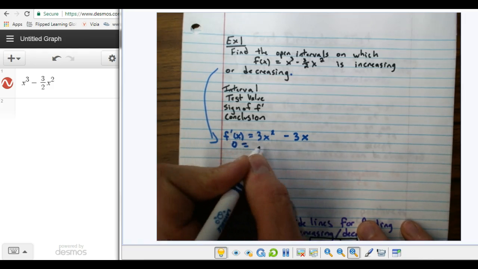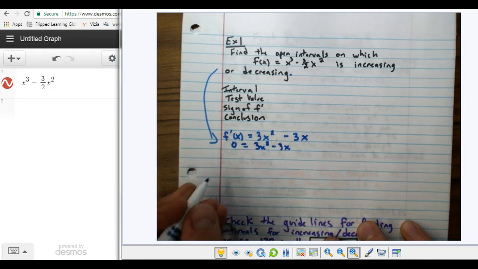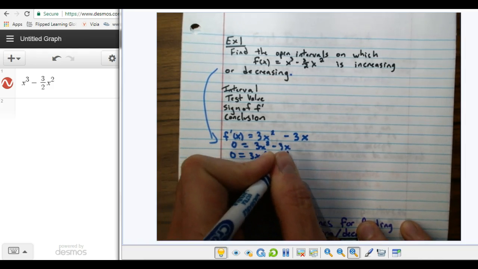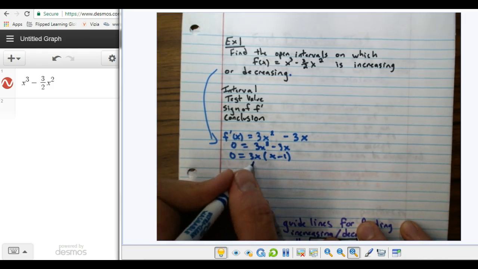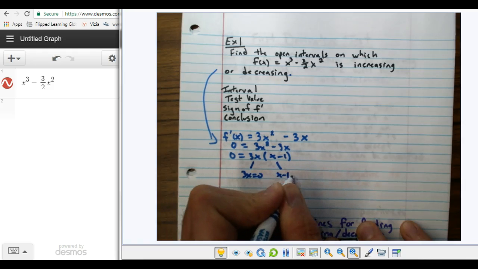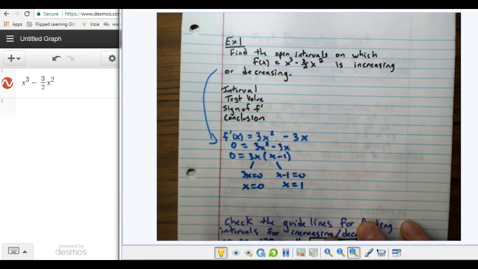So we're going to find out when that is equal to 0. So we say 0 equals 3x squared minus 3x. Well, they both have a 3x in them, so we can say 0 equals 3x times (x minus 1), right? So that means either this one is 0 or this one's 0. So it means 3x equals 0 or x minus 1 equals 0. So we get x equals 0 or x equals 1. So for our intervals, we only have 2 numbers.